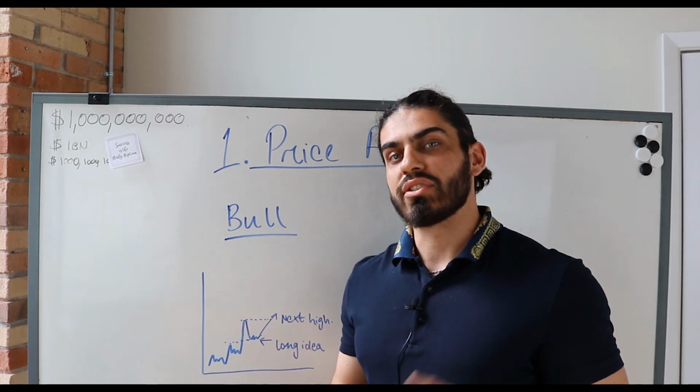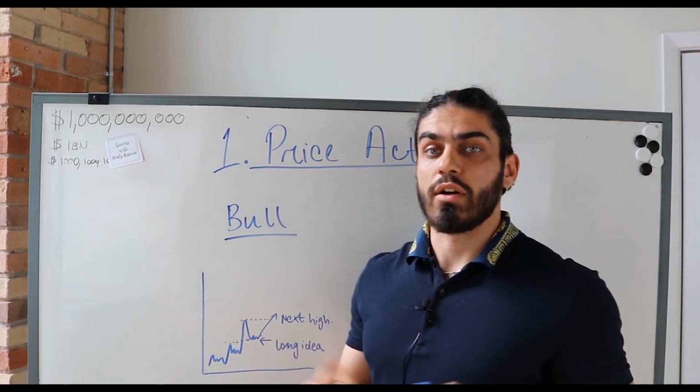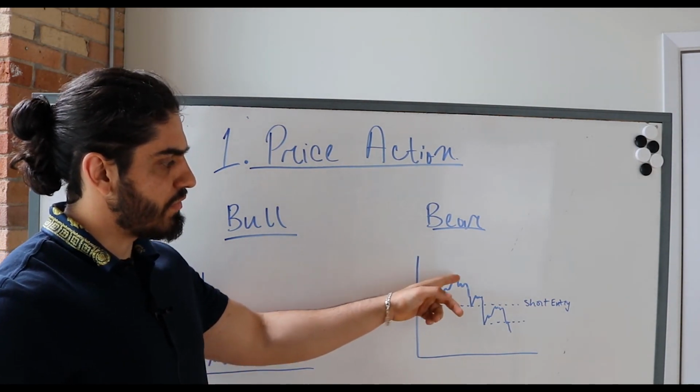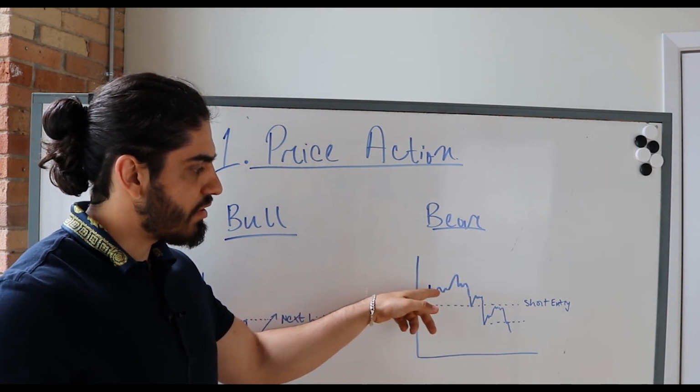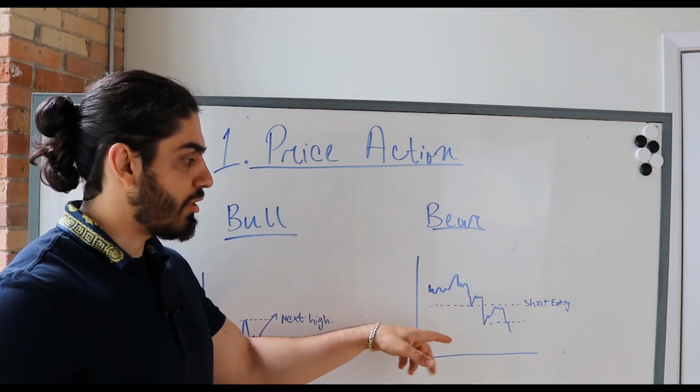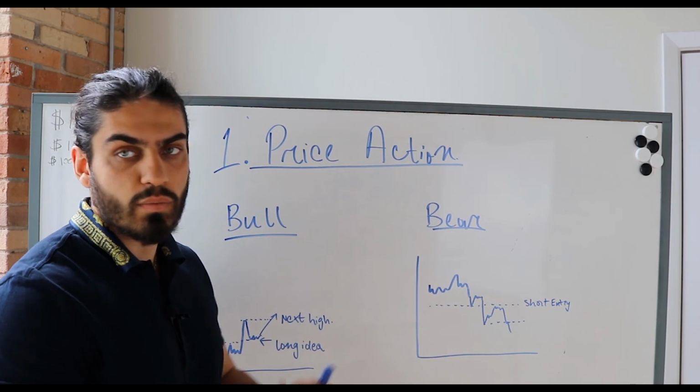Now let's look at the bear scenario, which looks pretty much the exact opposite. In a bear scenario right here, we have price action moving, and we print a low right here. We have another low right here, which could be a short idea on the pullback. However, this low is more significant, it's more pronounced.